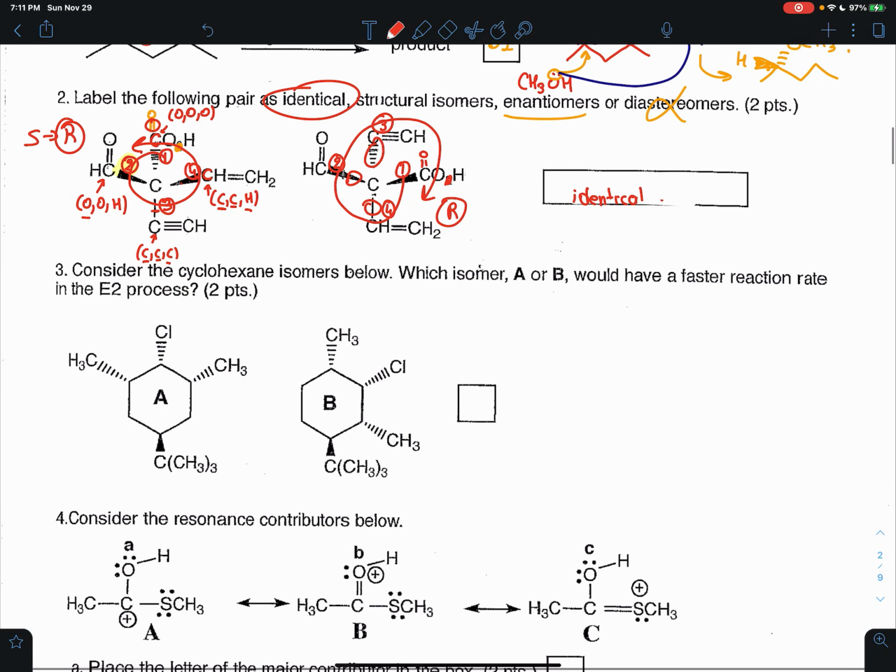All right. Consider the cyclohexane isomers below. Which isomer, A or B, would have a faster reaction in the E2 process? Remember what we mentioned, I think we went over this in test 2. When you have a cyclohexane and you're trying to perform an E2, you have to make sure that both your halide, that is your leaving group, is axial, and the hydrogen is also axial. That's also called trans diaxial. So let me write it right here, trans diaxial. So let's draw the chair conformation of both.